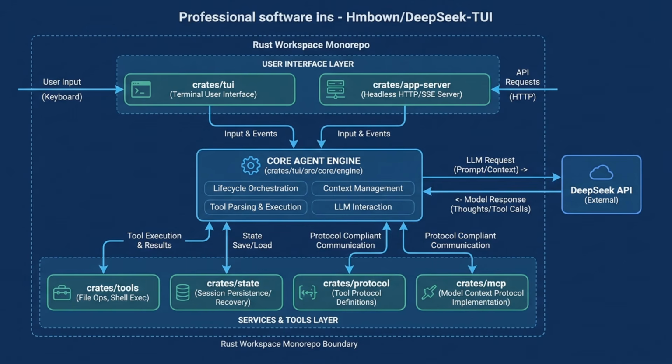The second key feature is support for massive 1 million token context windows. This comes with an automatic compaction system that intelligently summarizes older information when space runs low, allowing the agent to understand the full scope of large projects.